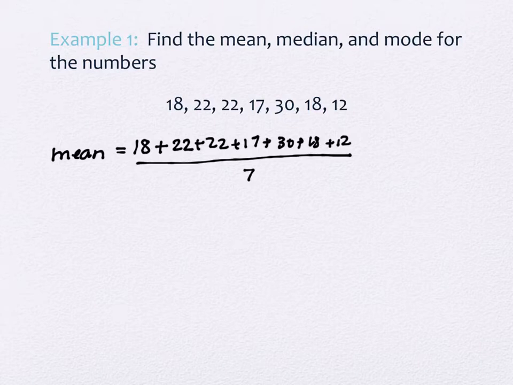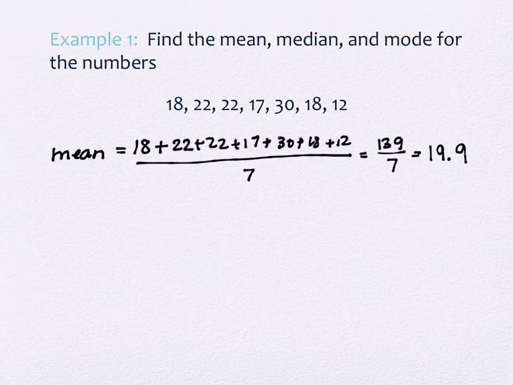So if I add these values together, 18 plus 22 plus 22 plus 17 plus 30 plus 18 plus 12, I have 139. Did y'all get 139 as well? Wonderful. And if we divide by 7, this gives me 19 point, and we'll use 1 decimal most of the time with everything in this section. If it tells you to do something different, of course do that. But if it doesn't tell you, we'll just go with 1 decimal, so 19.9. Okay, so that's my mean.